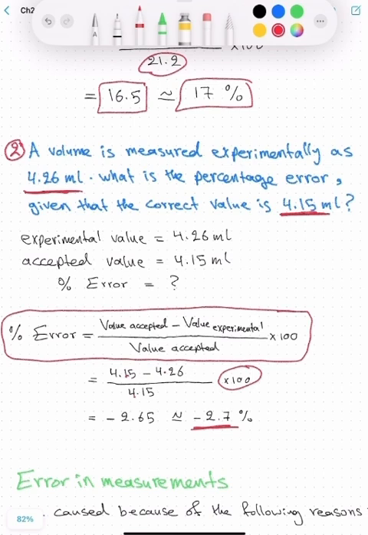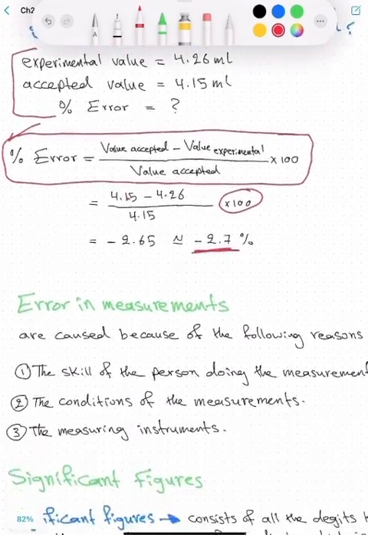The trick here is to know the difference between the accepted value and the experimental value. Read your question carefully, then write down what you have from the question, just like here. Write down the rule and follow it. It's easy. It will be easy.